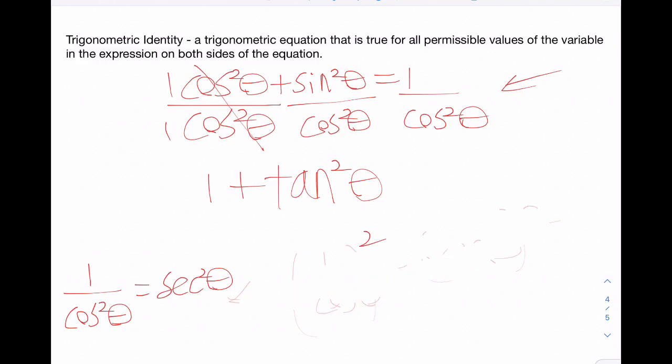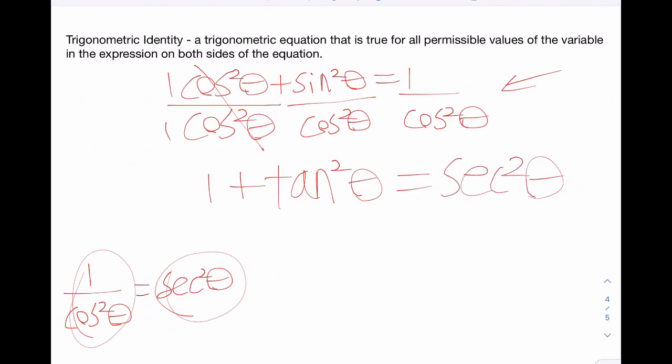Alright guys, so we have 1 over cosine squared theta here, and that is equal to secant squared theta, so our other side of the equation will be secant squared of theta, and this will be our new identity. 1 plus tan squared theta is equal to secant squared of theta.